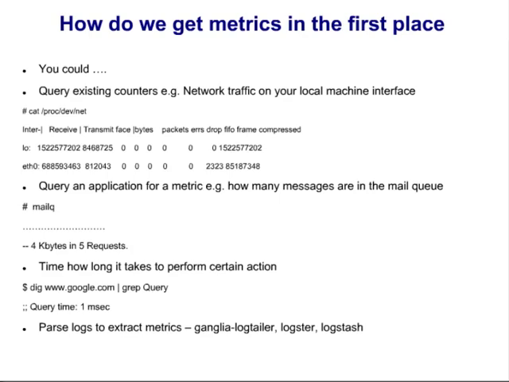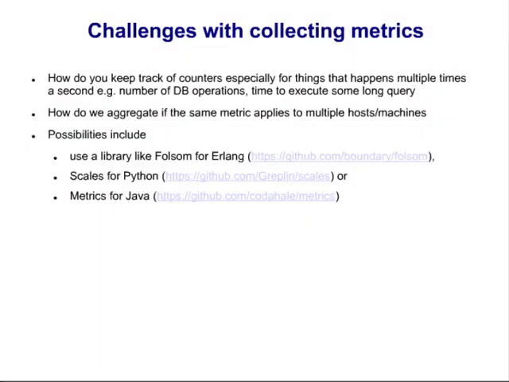Now, challenges with collecting metrics are that how do you keep track of metrics, especially some things that happen multiple times a second, and how do you measure things that happen on different hosts that you need to aggregate. There's definitely a number of different solutions that you can use, such as Folsom, Greplin, or Scales, or metrics. So there's definitely libraries to use.